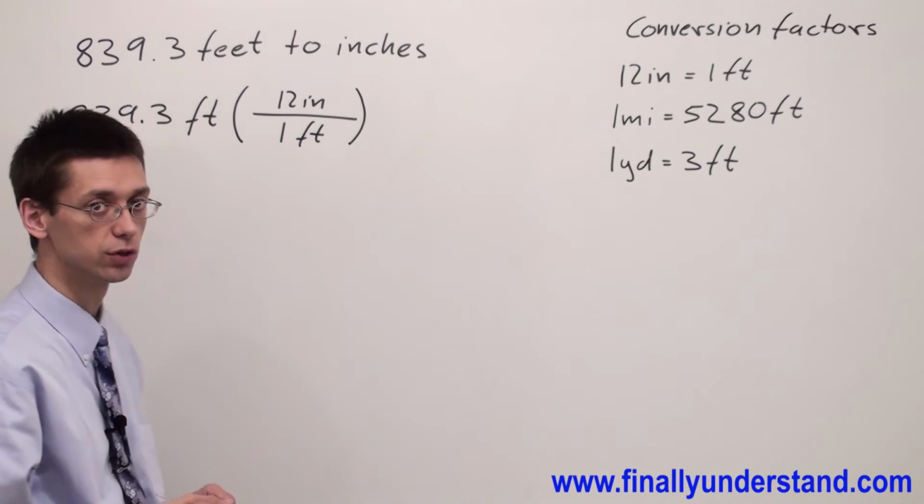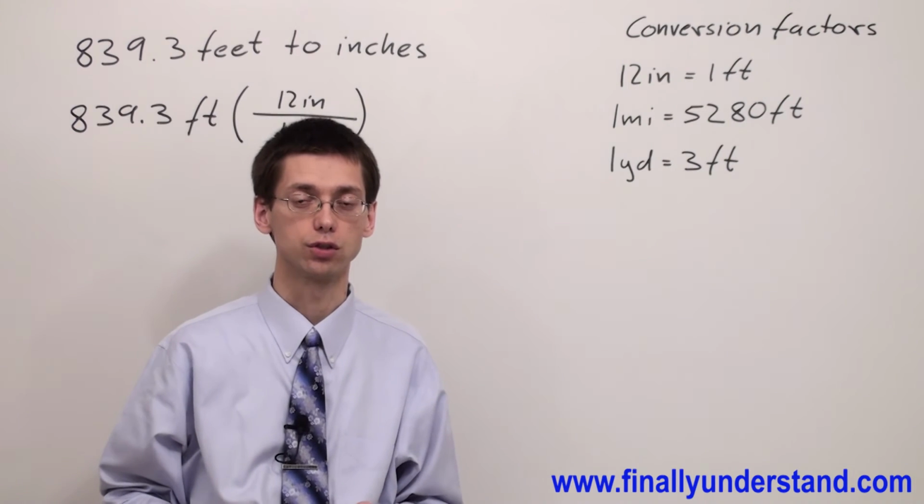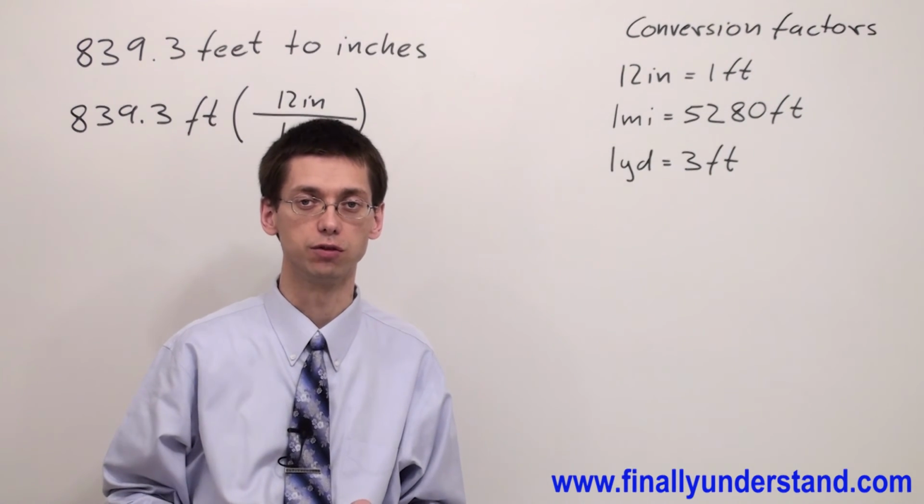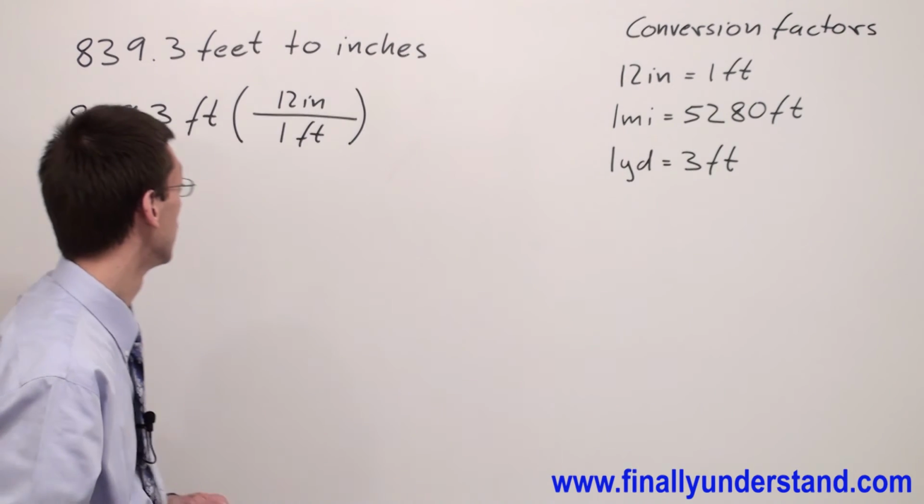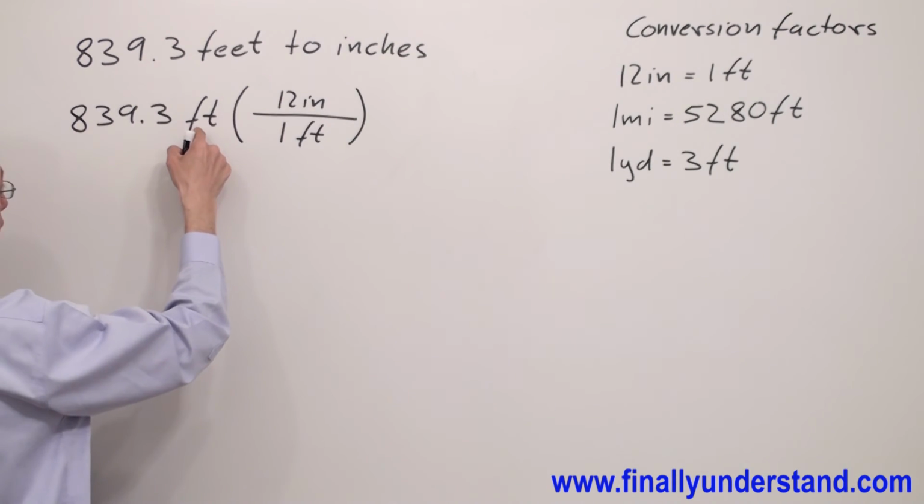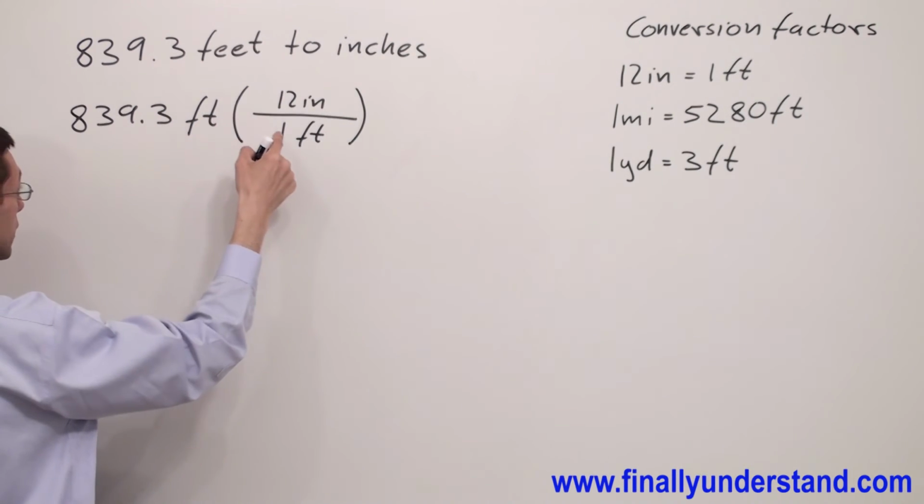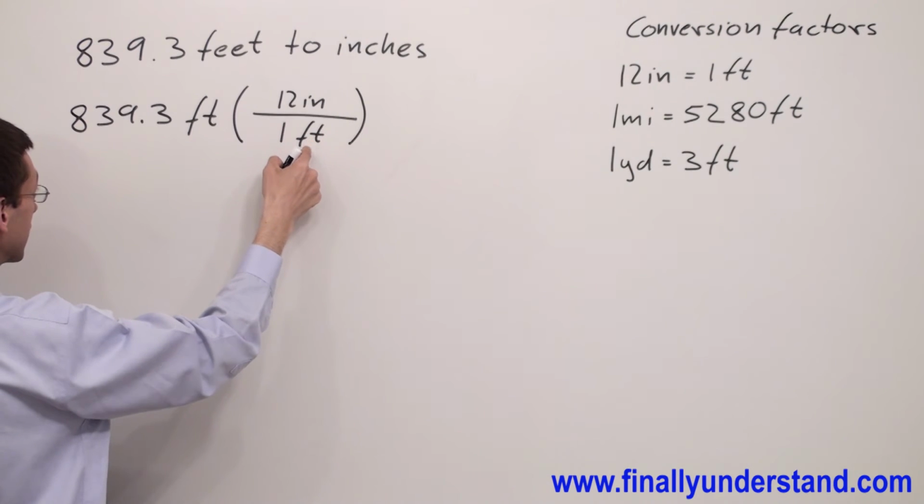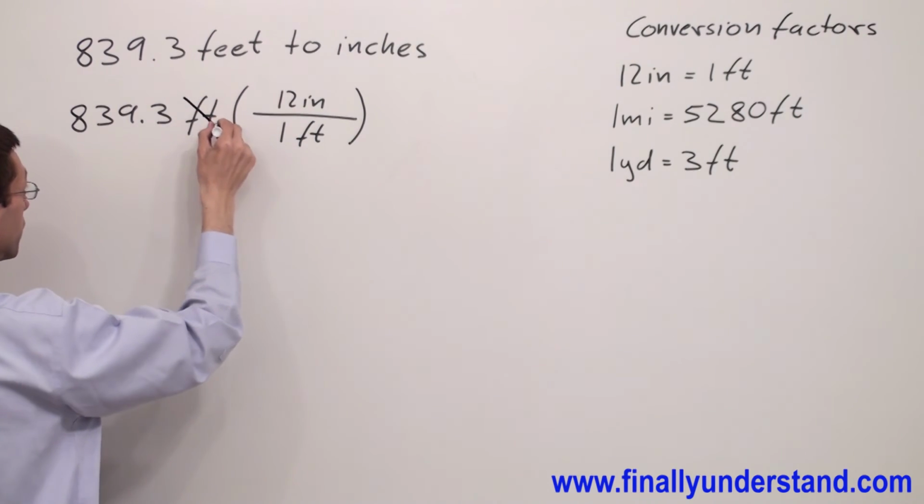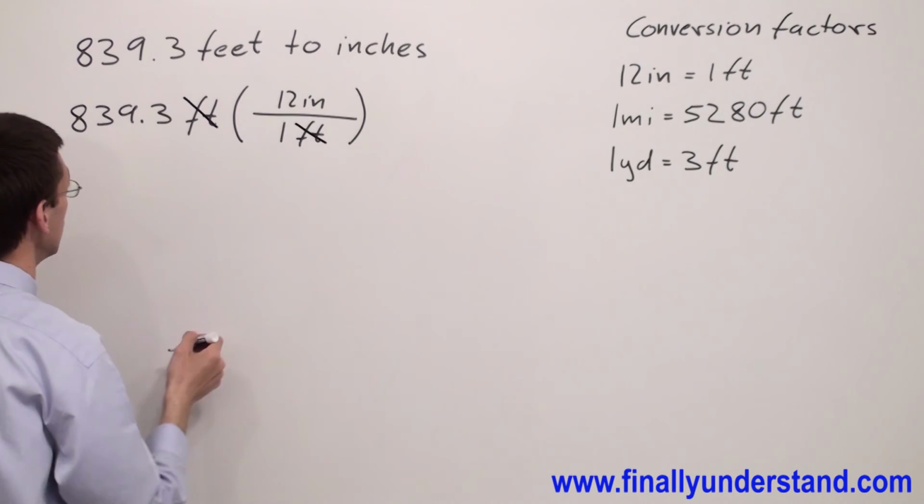And it doesn't matter if this is going to be foot, or amp, or volt, or Newton. Doesn't matter. In order to eliminate this unit, you have to make sure that you are going to have exactly the same unit in the denominator of this fraction. So foot and foot will cancel out.